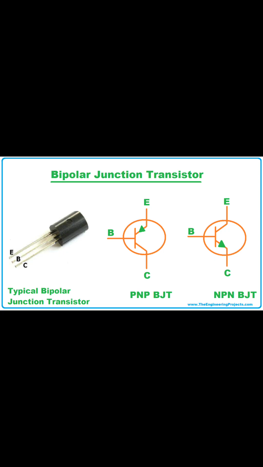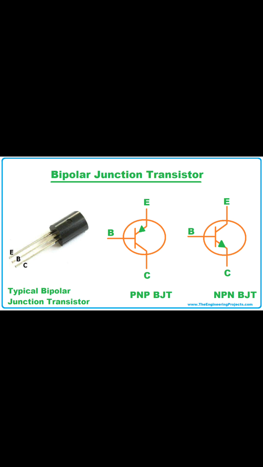A BJT consists of three terminals: the base, collector, and emitter. In this video, I will explain the function and different BJT types and the material used to make them. A BJT has three main terminals: the base, the collector, and the emitter.